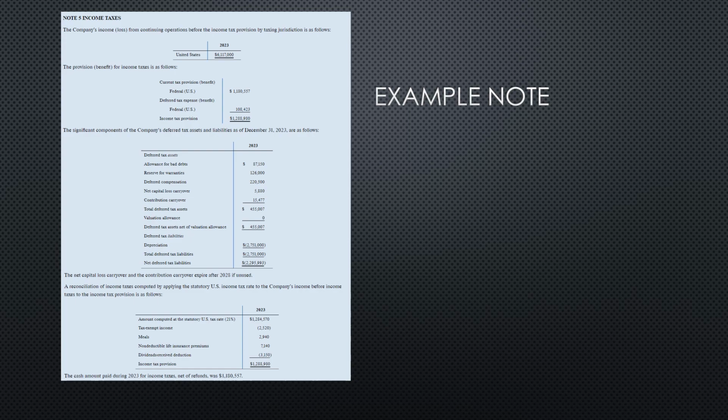Here is an example of a footnote. They start with the company's income or loss, and then we get the provision or benefit, the current tax provision, and then the deferred tax expense. Then it lists the significant components of the company's deferred tax assets and liabilities. It adds them all up, and then they get the net deferred tax liabilities. Finally, they take a look at their reconciliation items, like the tax-exempt income, the meals, the non-deductible life insurance premiums, and the dividends to reach the final income tax provision.